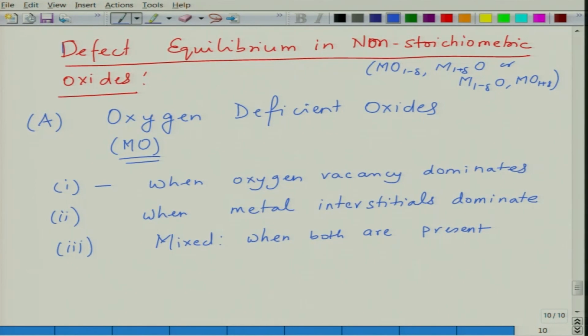We first take the case of oxygen deficient oxides, in case of MO, most likely. The first case is when oxygen vacancy dominates, the second case is when metal interstitials dominate, and the third case is when both of them could be simultaneously present. We will do the analysis of this in the next class, and we will stop here today.